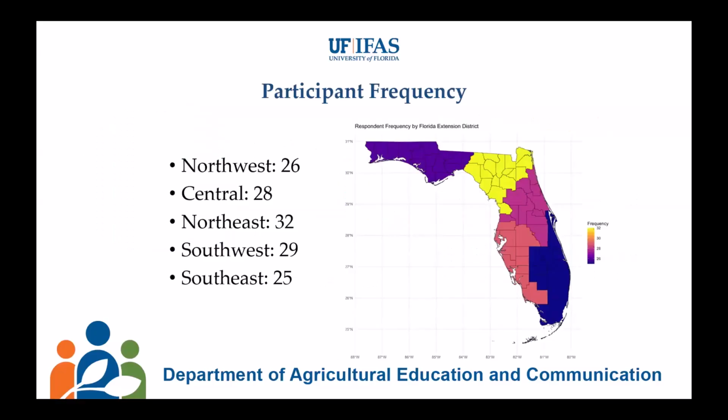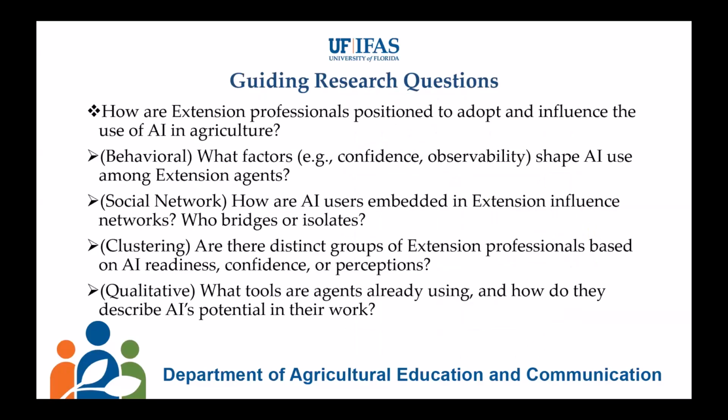So, participant frequency: we have 5 districts, covering 67 counties. On the left-hand side, in the Northwest category, we have Tallahassee and others, and the Northwest is 26. The Central, in yellow, is 28 participated. The Northeast, on the right-hand side, is 32. Then Southwest 29 and Southeast 25. The point here is that we got almost equal numbers of participants across the 5 districts.